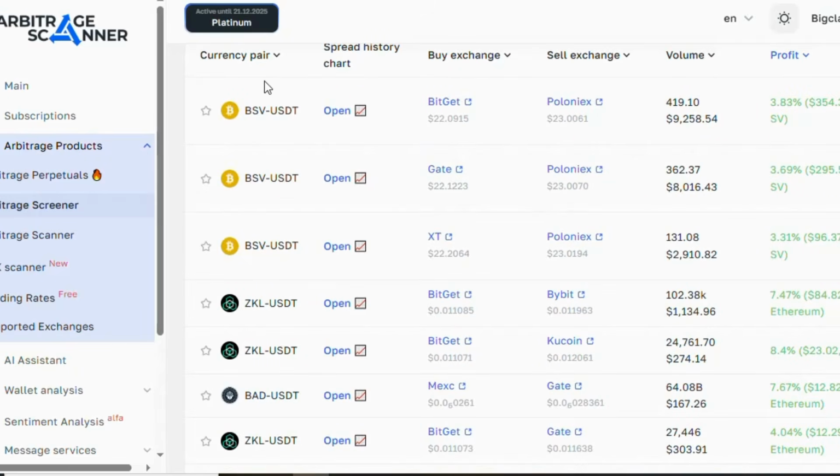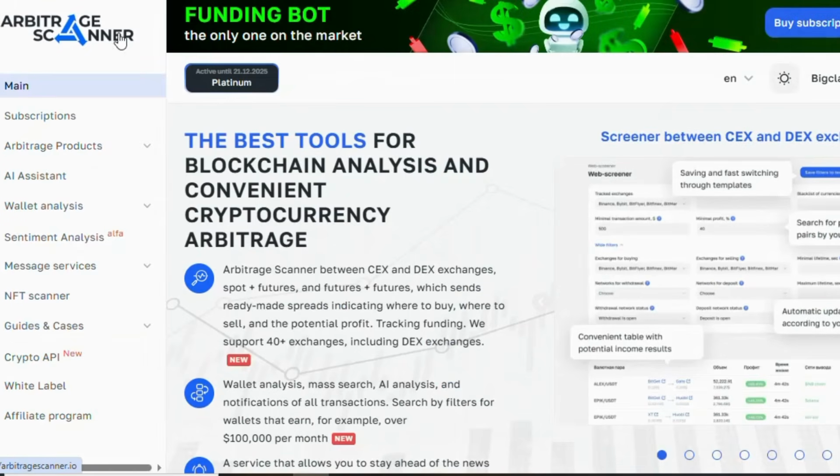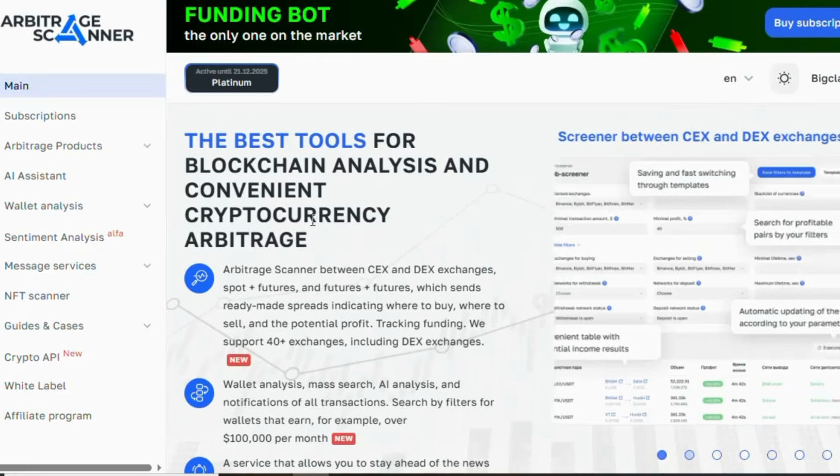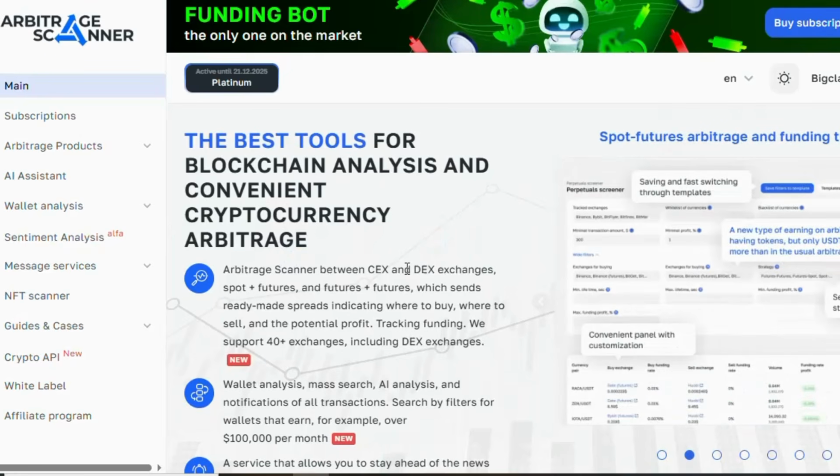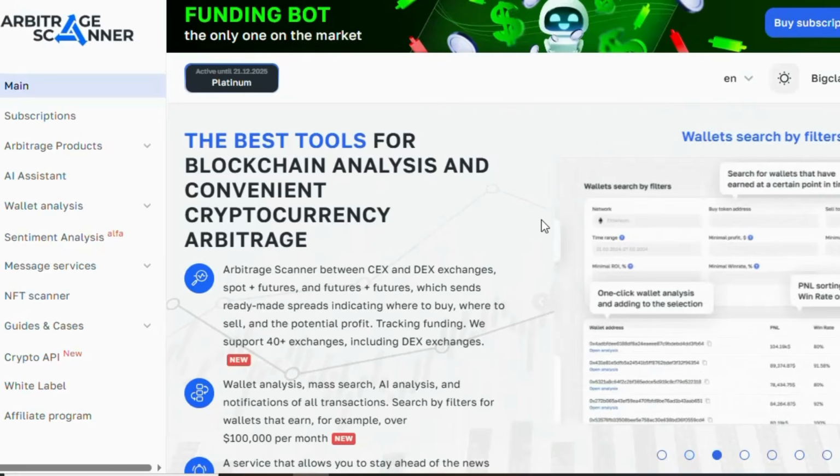Now first of all, the subscriptions are on. You can see I'm on the platinum subscription, and in fact, let's talk about what this tool is used for. I've been using this tool for the past 6 months right now, and here you can see it's the best tool for blockchain analysis and convenient cryptocurrency arbitrage, which means with this tool you can find the display of different cryptos at different prices on the market, and arbitrage traders try to take advantage of it.